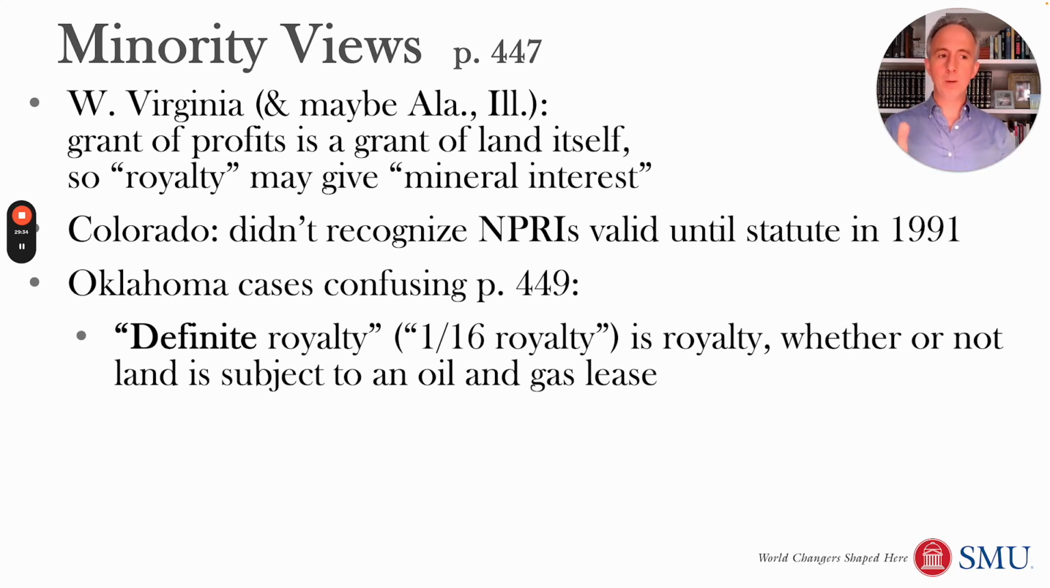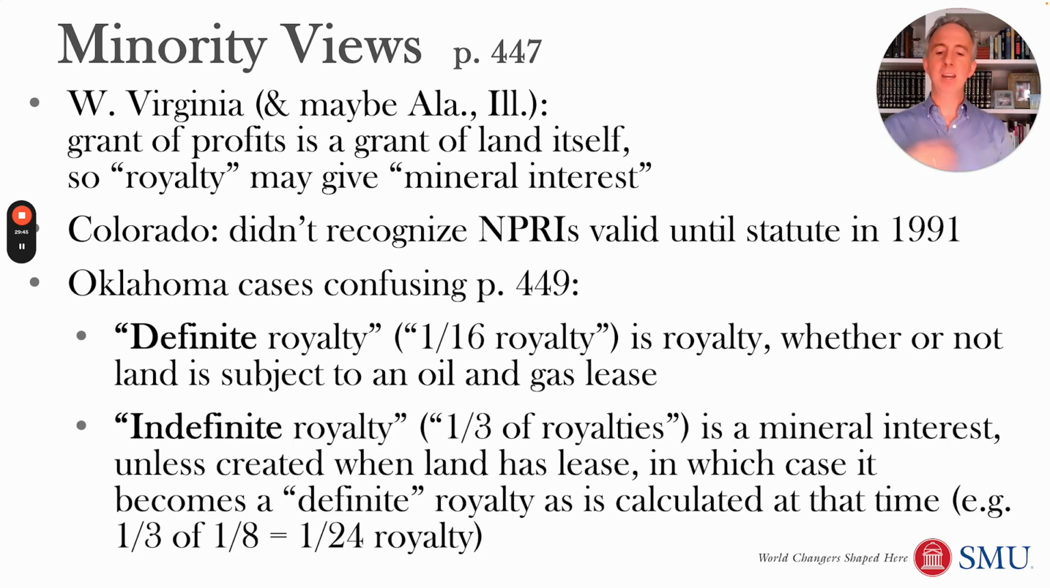So Oklahoma tries to distinguish between these. It says it's a definite royalty if it just tells you the fraction, 1/16th royalty, 1/100th royalty, or like in the Govenda case, 1/2 royalty. And then an indefinite royalty is if it makes it dependent on what the lease will be whenever the lease is signed. So if it's 1/2 of royalty, like in that Harris versus Smith hypothetical, that's an indefinite royalty, unless the lease already is in place on the land.